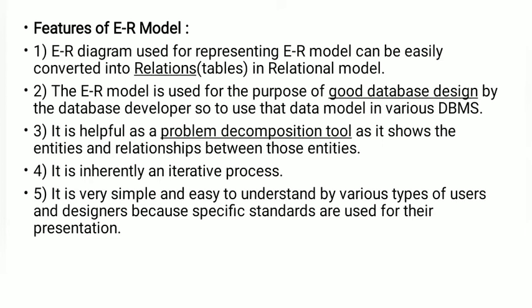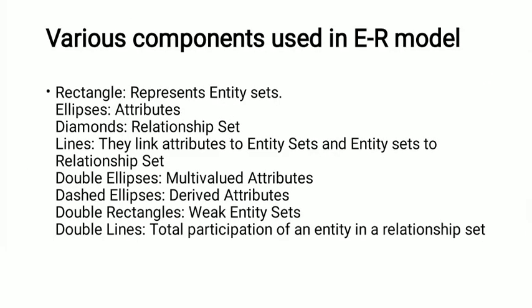Various components are used in the ER model. First one, rectangle, represents entity and entity set. Ellipse represents attributes. Third one here is diamond, which represents relationship set. These are some listed components of the ER model.